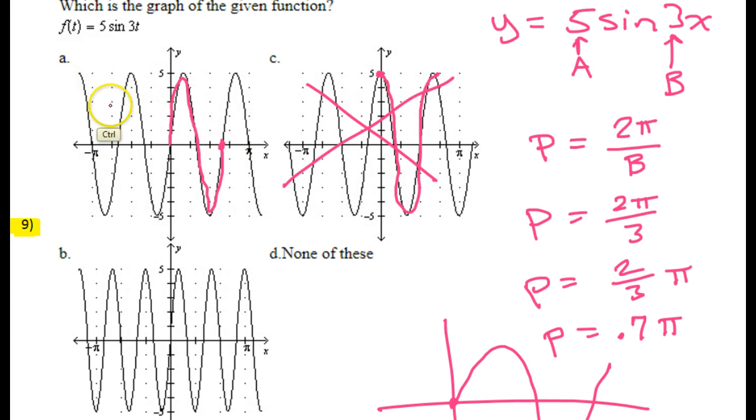So I'm thinking A is the answer, but let's look at the next one. Here is one cycle of this function. That ends here. That is much closer to 1/2 pi, like 0.5. So the answer is going to be A.